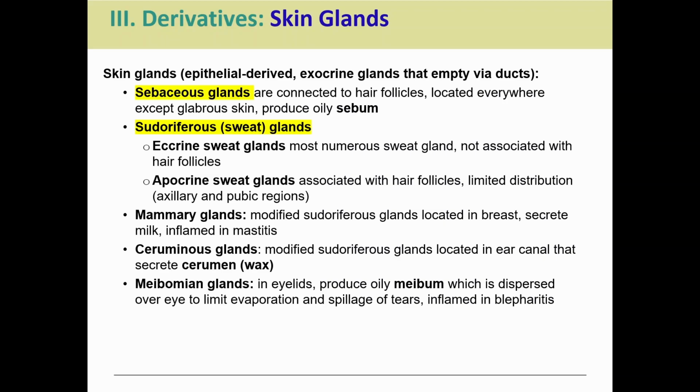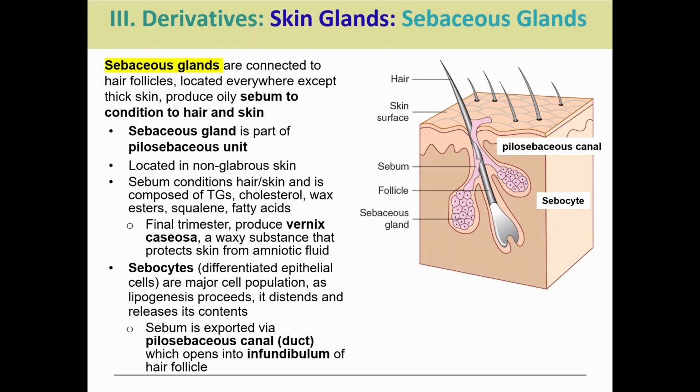The mammary glands are basically a modified sweat gland that, instead of producing sweat, produce milk, right? They can become inflamed, where you get mastitis. Ceruminous glands are the ones that produce your earwax, or cerumen. And then meibomian glands are in your eyelids, so that the secretion gets dispersed over your eye to limit evaporation and spillage of tears.